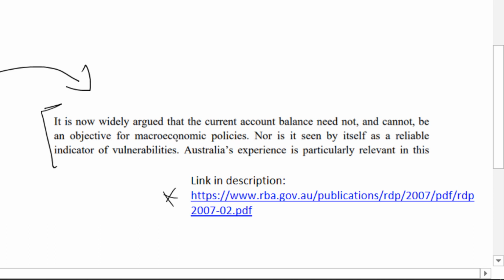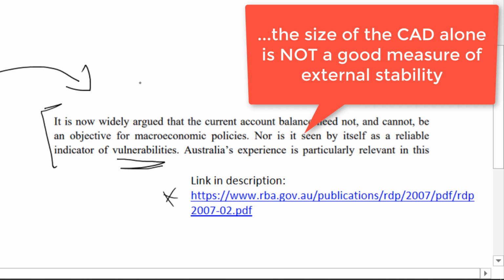reliable indicator of vulnerabilities, that the size of the CAD is not a good measure of external stability. That's what these economists at the RBA are arguing. So instead, it's positive because it allows the private sector to increase investment. And it's not really a worry for the government. It's not a good indicator of whether Australia has improved or worsened its external stability.